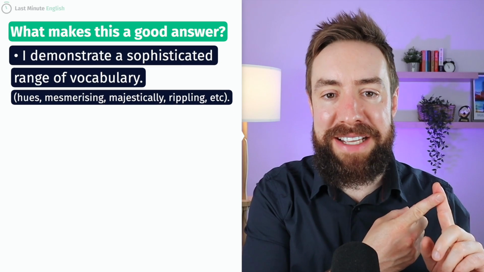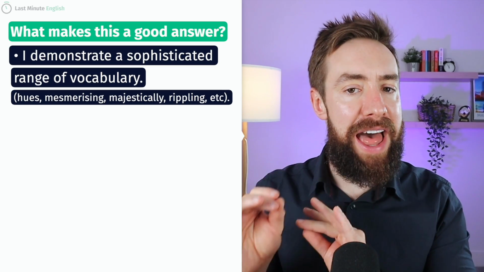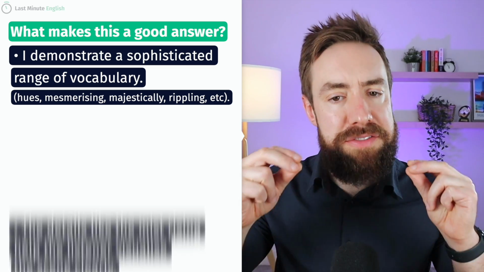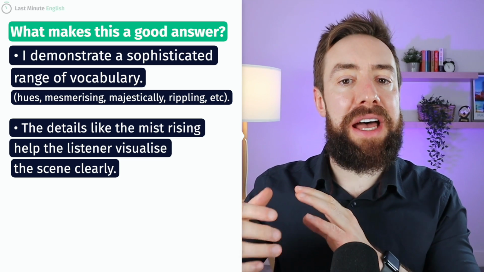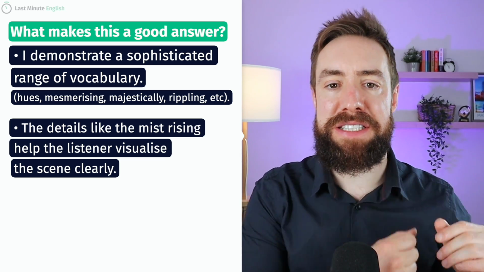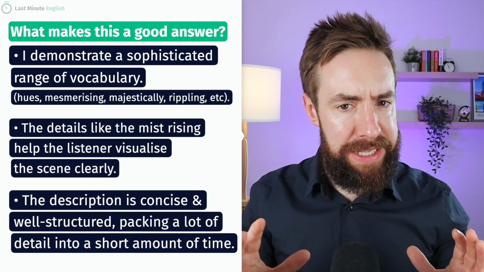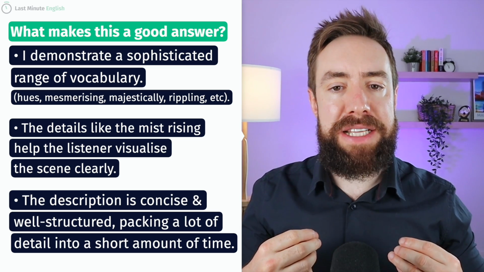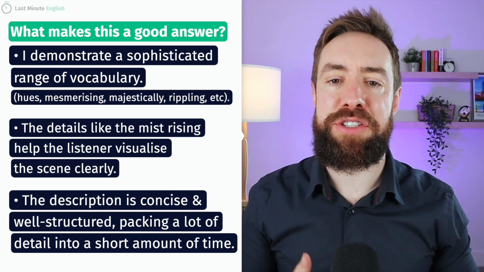So why was this a good answer? Of course, there was the vocabulary. We have words like mesmerizing and hues and majestically. So we're using high-level vocabulary, and we're giving a lot of detail. We're not just saying there is a river. We're saying that it's a tree-lined riverbank, and we're talking about the mist that's rising. So we're talking in lots of detail, and we're really filling that 90 seconds and creating a very clear picture in the mind of the person who's listening.